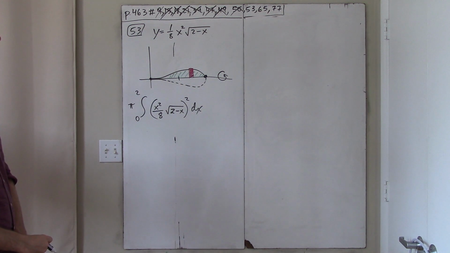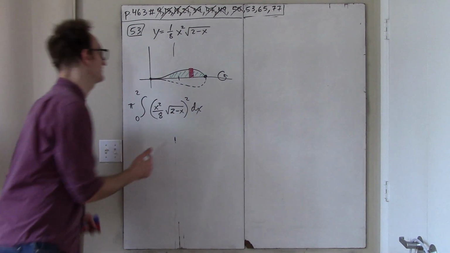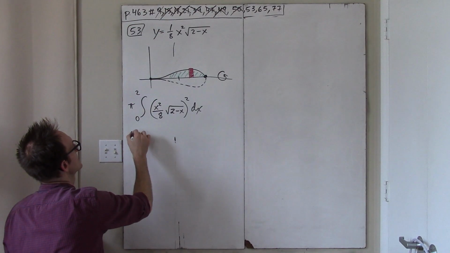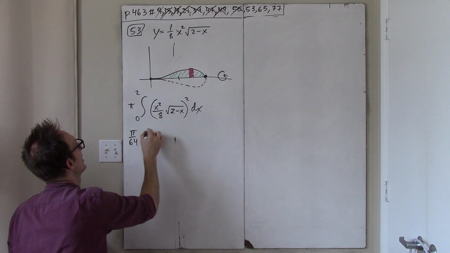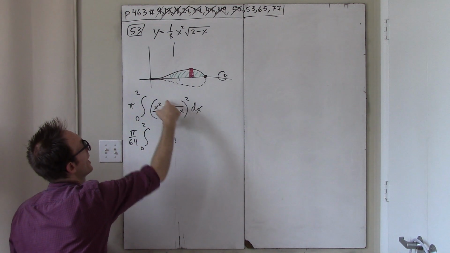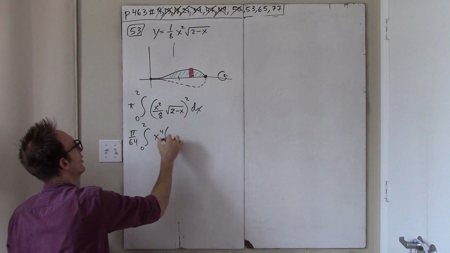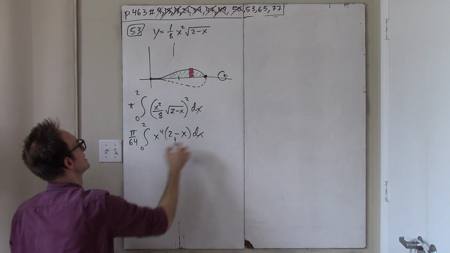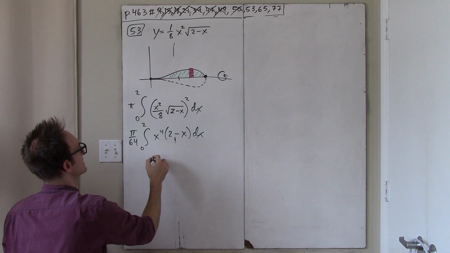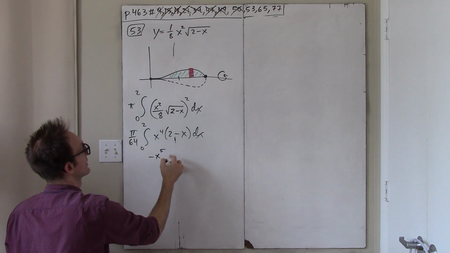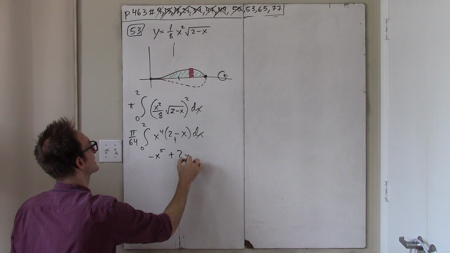Pi r squared times the thickness of the disk, and then add them all up. And here r is just the height of this function. So I just really don't want to do this, but I guess I have to. So what happens, I can take the 64 out, and then get integral from 0 to 2 of, when I square this, this becomes x to the 4th, 2 minus x. So maybe this is not so bad. This is negative x to the 5th plus 2x to the 4th.